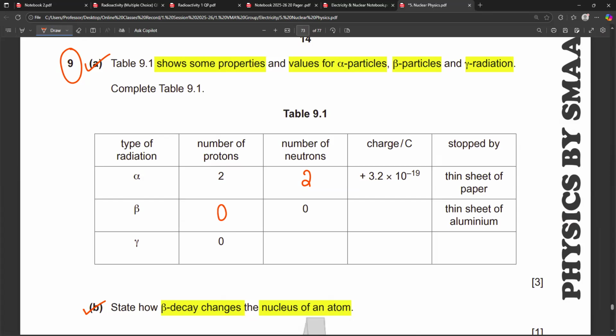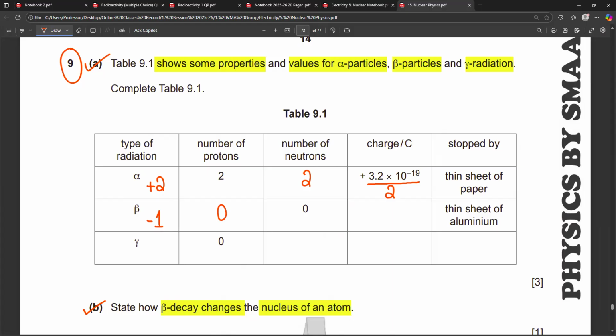Now the second thing is about the charge. For alpha, we know we have +2 charge, and for beta, we have -1 charge. Because of +2, your value is 3.2 × 10^-19. But in beta, we have only one charge, one negative charge. So this value 3.2 × 10^-19 is the total charge of two protons. If you divide it by 2, you will get the charge of one proton, right?